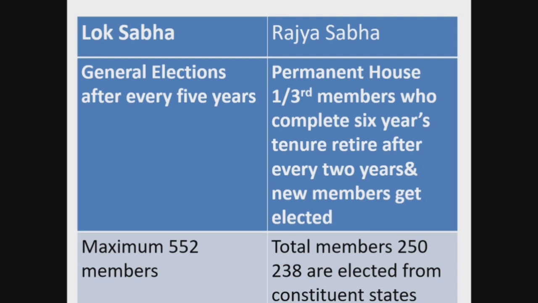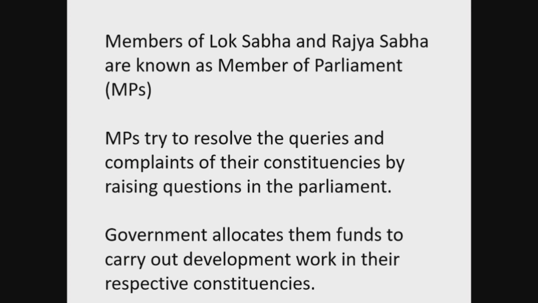We all know about Rajya Sabha members like Sachin Tendulkar, Lata Mangeshkar, and Mrs. Jaya Bachchan. Now you must have heard about MPs. Who are they? These are the members of Lok Sabha and Rajya Sabha. They are called MPs. What do they do? MPs try to resolve the queries and complaints of their constituencies by raising questions in the Parliament. Government allocates them funds to carry out development work in their respective constituencies.